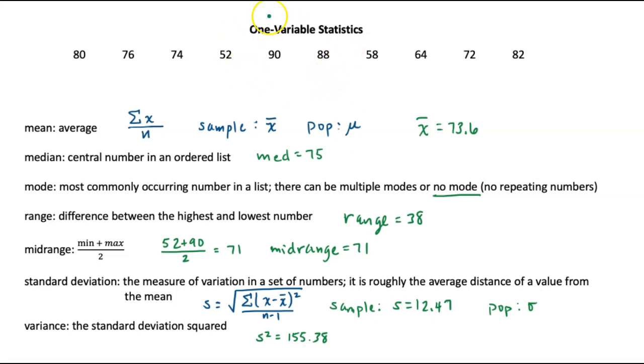Now, because we're not specific about what this data set represents, we don't really have clear units. But the important thing to know here is that because the variance is the standard deviation squared, whatever the units of this standard deviation are, whatever units all of these values are, our variance is going to be those units squared. And that is it for a refresher on one variable statistics.